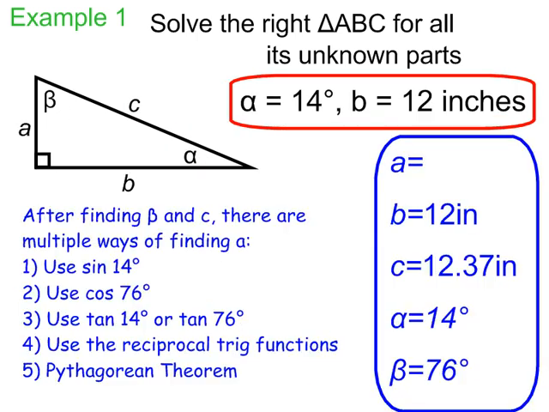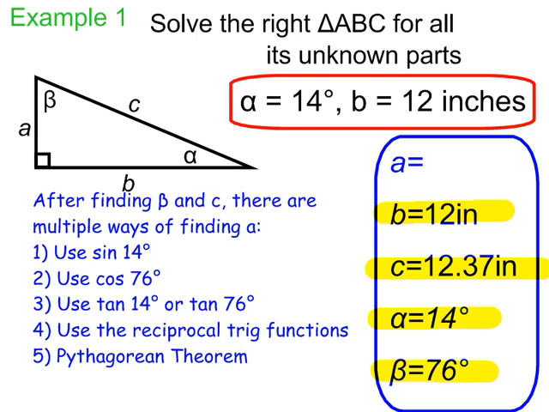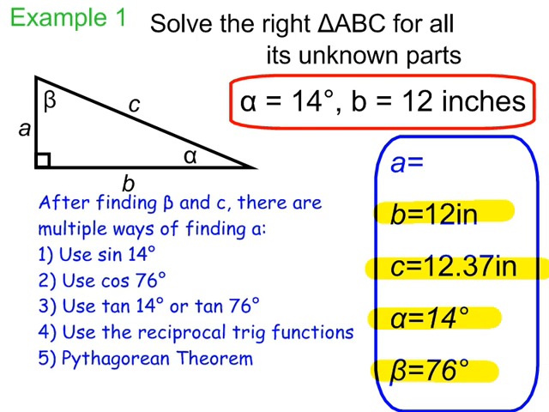So at this point, let me summarize over here on this slide. We were given B and we were given alpha, and we pretty quickly found what beta was, and we just determined what C is. So we've only got to find A now. And there are multiple methods for doing that. I'm not going to go over all of them, but I've just got a little summary of the ones that come to mind for me over here.